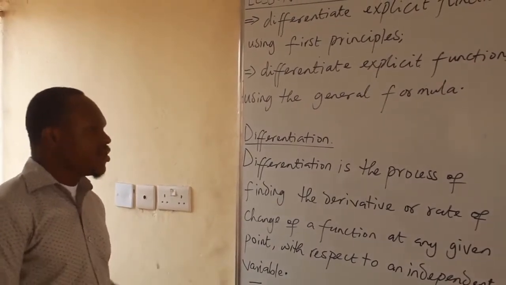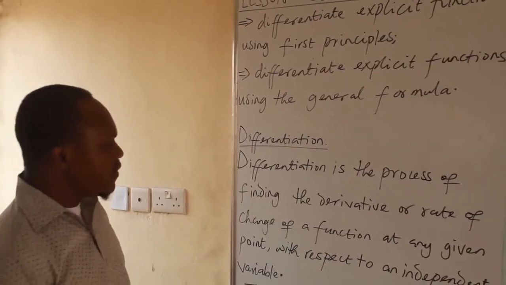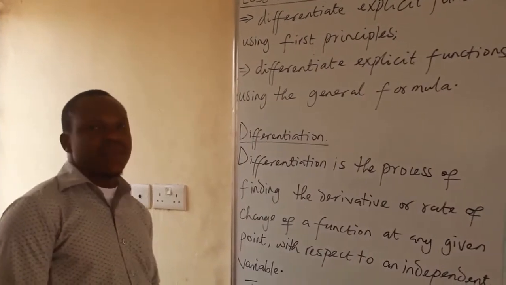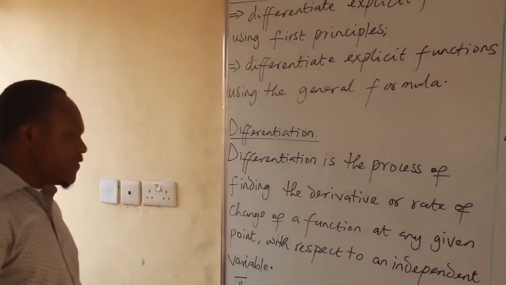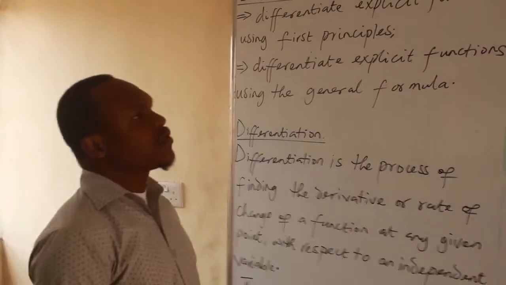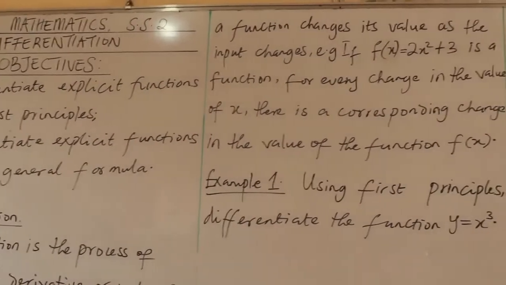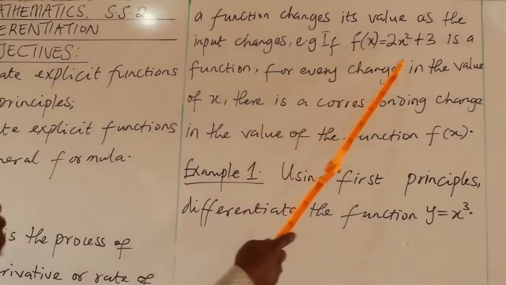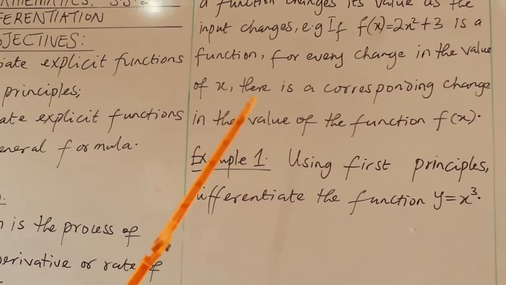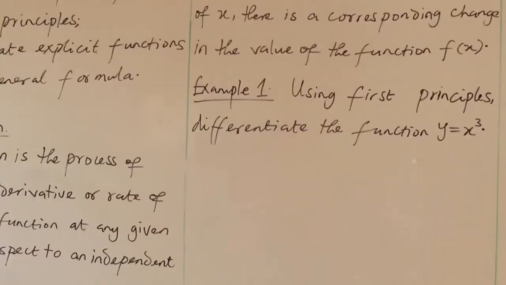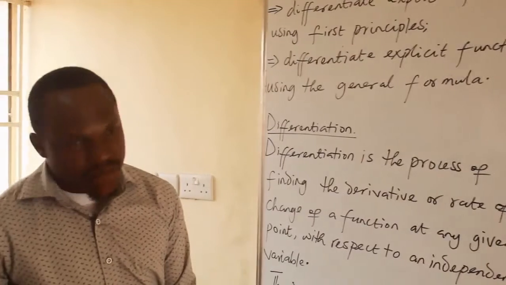I repeat, differentiation is the process of finding the derivative or rate of change of a function at any given point with respect to an independent variable. The derivative is a measure of how a function changes its value as the input changes. For example, if f of x is equal to 2x squared plus 3, for every change in the value of x, there's a corresponding change in the value of the function f of x.